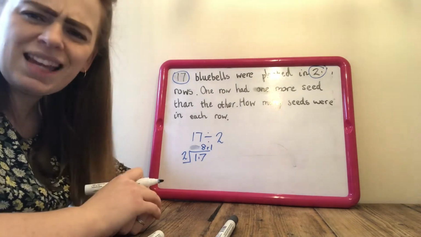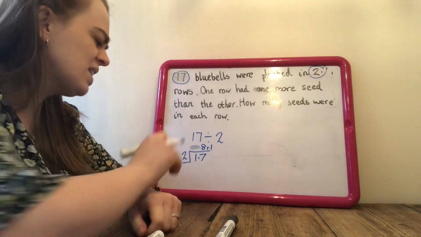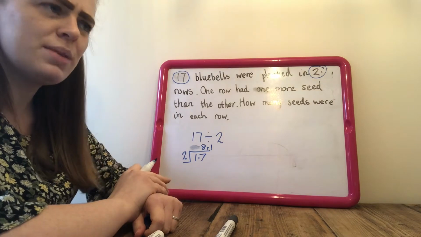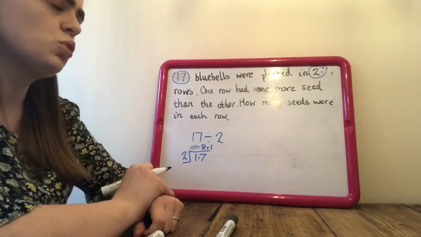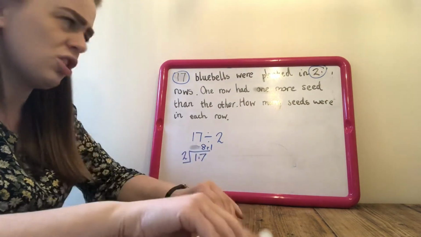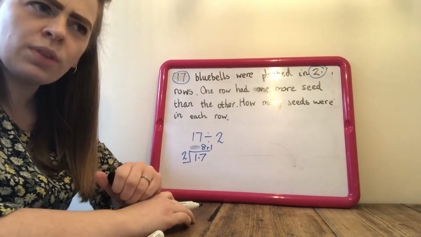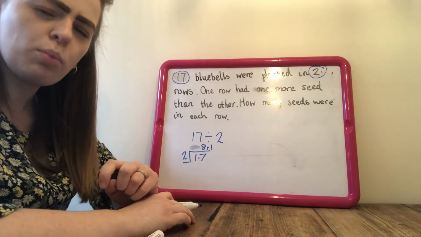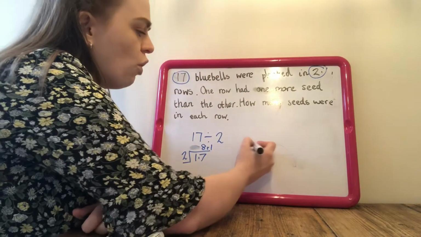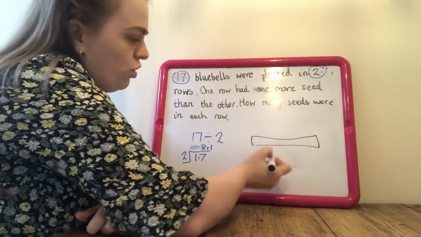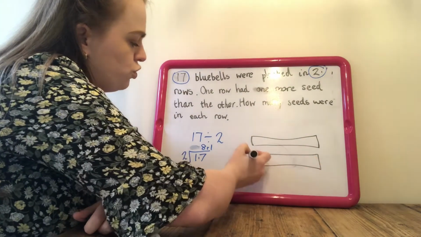But how does that relate to my question? If I had 17 seeds and I split them between 2 rows, it would be 8 with 1 left over. So if I think about my question, I have got 2 rows of bluebells, and one of them is going to have 1 more bluebell in it than the other. So I've got 1 row and I've got 2 rows.